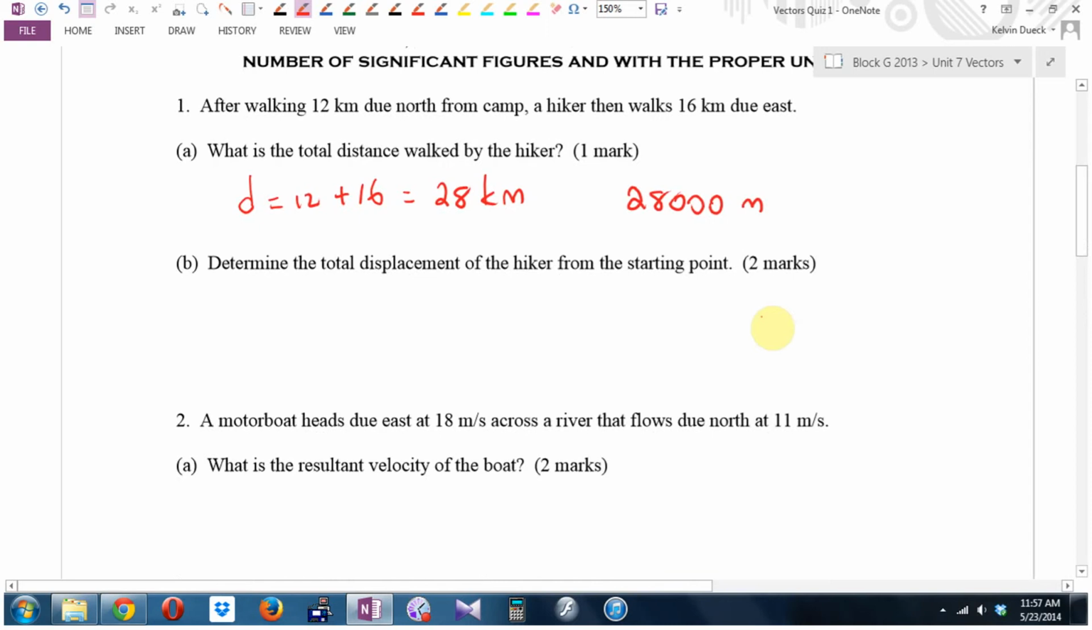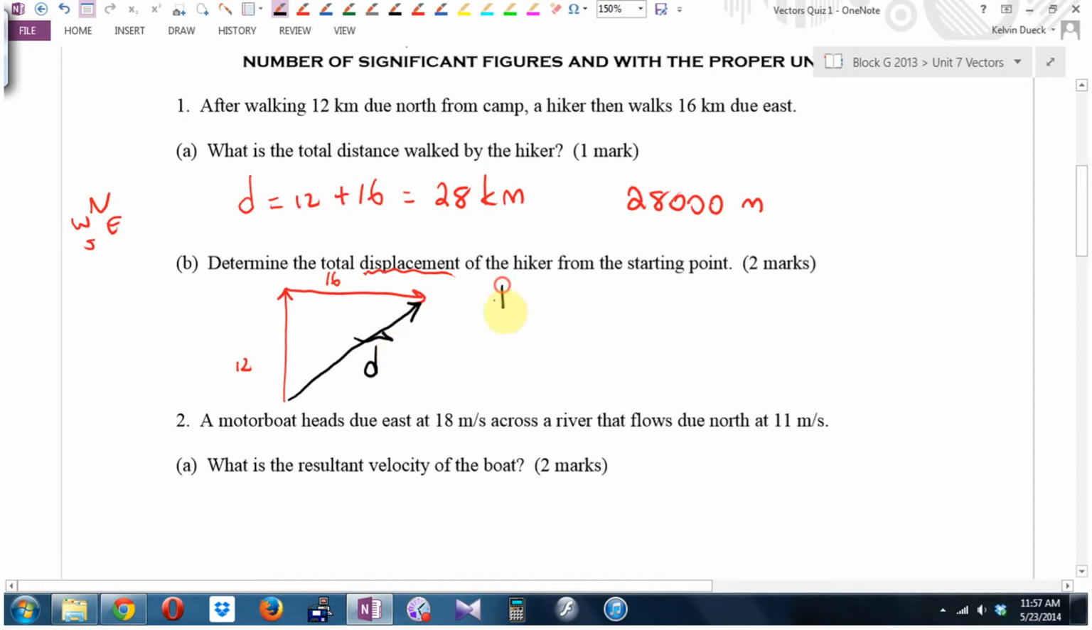Displacement. Now, displacement, that's the vector. That's going to have both magnitude and direction. And I see a compass, so I'm going to draw a little compass rose here. 12 north. 12. 16 east. A little longer. 16. So there's the resultant. I'll call that D vector.